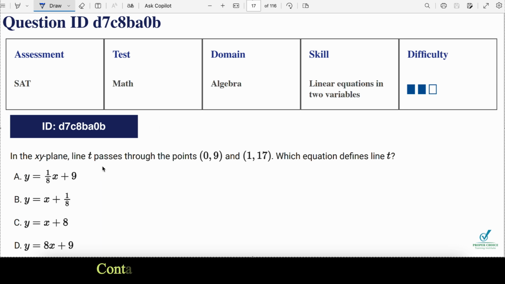In the xy plane, line T passes through the points (0, 9) and (1, 17). Which equation defines line T? They are asking you to create an equation for the line which is passing through the points.